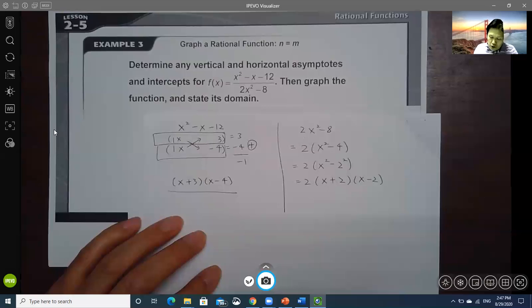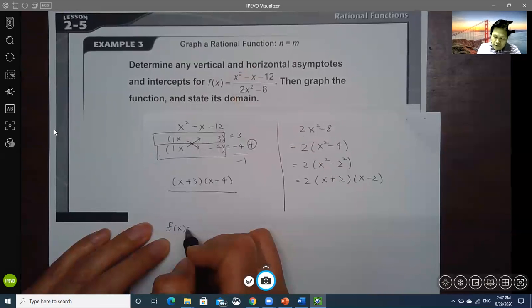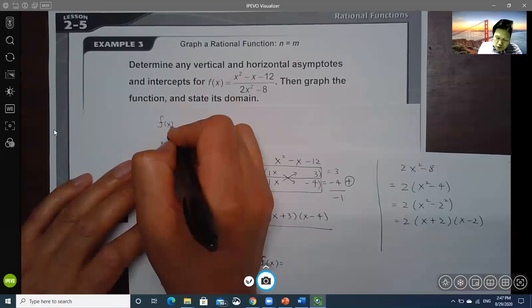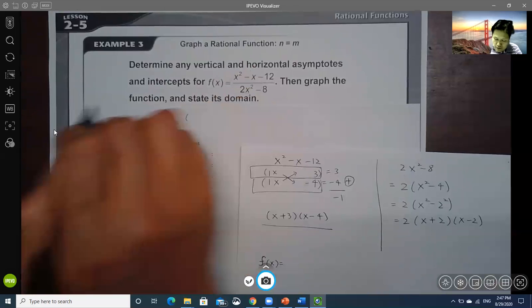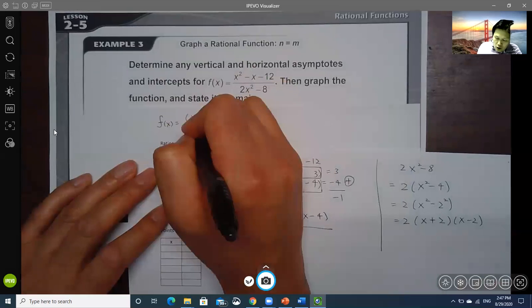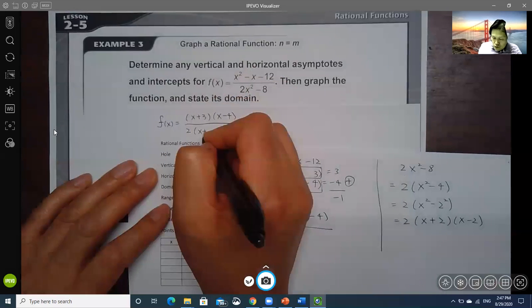I factored the numerator and denominator, so I can rewrite this equation as f of x equal to, numerator was x plus 3, x minus 4, all over 2 times x plus 2, x minus 2.